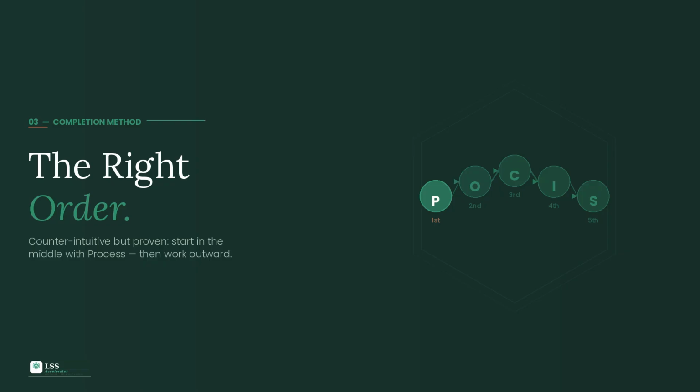It will make every column faster and more accurate. And before you start filling any column, define your start and stop points. Write them at the top of the template. That one step will prevent more scope creep than almost anything else you do in the define phase.